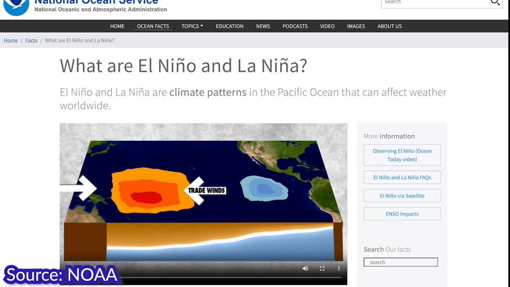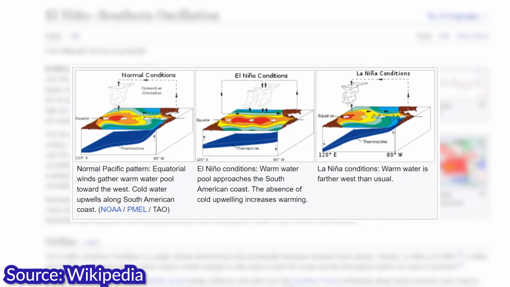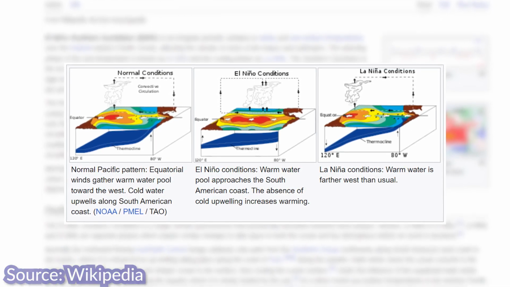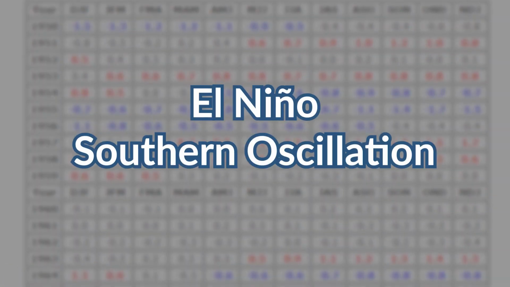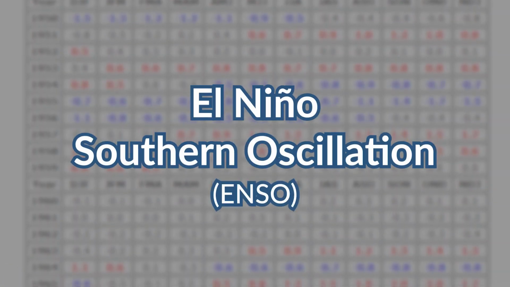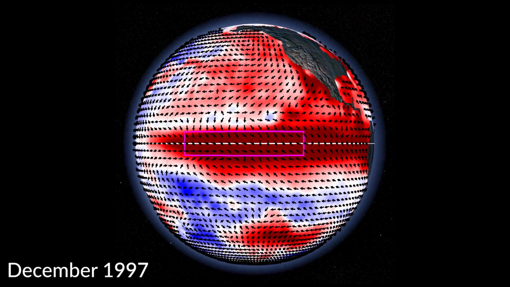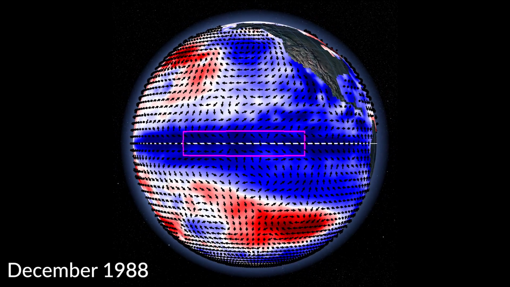Our project investigates the well-known El Niño and La Niña weather phenomena. These are climate patterns that periodically warm and cool the equatorial Pacific Ocean and affect global weather patterns. El Niño and La Niña make up phases of a cycle called the El Niño Southern Oscillation, or ENSO for short. These phases alternate every few years, where the El Niño phase has warmer than usual sea surface temperatures and the La Niña phase has cooler than usual temperatures.